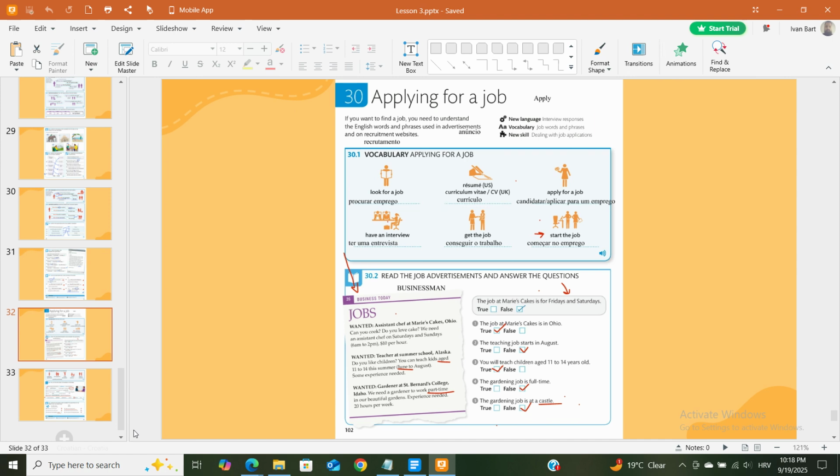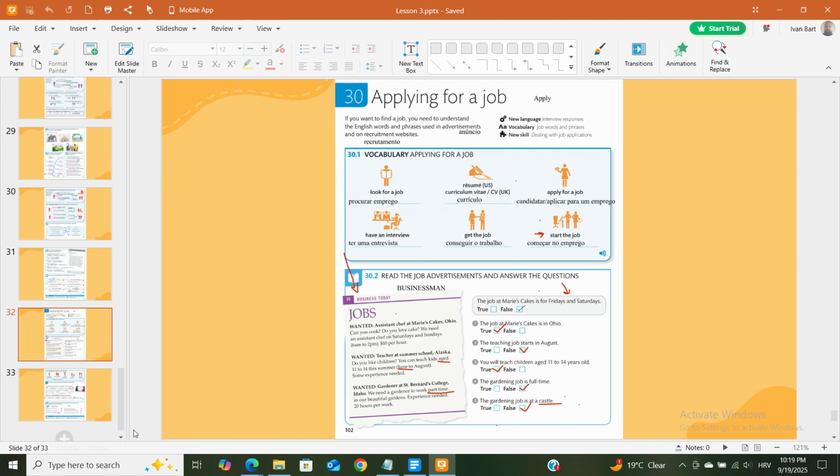Business Today. Jobs. Wanted: assistant chef at Marie's Cakes, Ohio. Can you cook? Do you love cake? We need an assistant chef on Saturdays and Sundays, 6 a.m. to 2 p.m., $10 per hour. Wanted: teacher at summer school, Alaska. Do you like children? You can teach kids aged 11 to 14 this summer, June to August. Some experience needed.